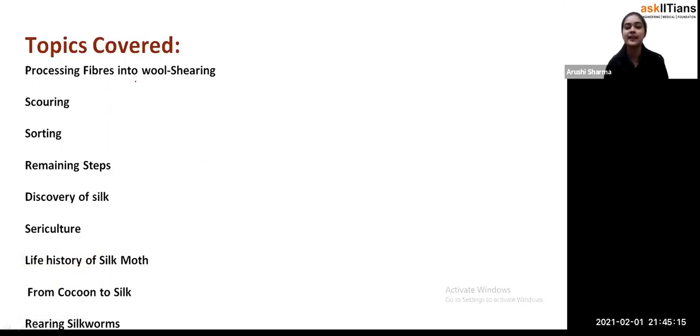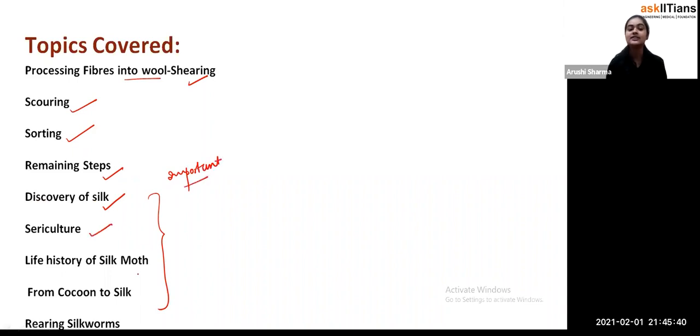That's processing fibers into wool: the shearing process, the scouring process. See, these are very simple things. We have already done that, so we don't have to take much time. But yes, we'll see the sorting, then the remaining steps of this process. Then the discovery of silk. Now this is important. From here the important part starts today. Then sericulture, the life history of the silk moth, from cocoon to silk, and rearing silkworm. All these are the topics which we are going to study today.